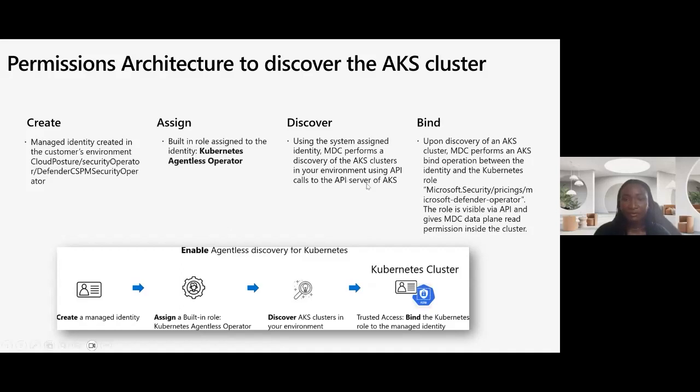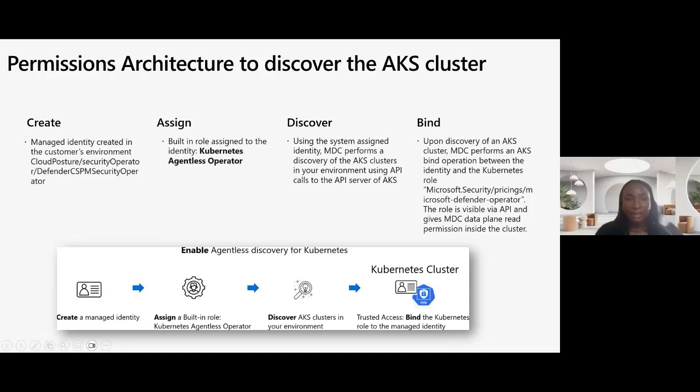And then from there, after discovering your AKS clusters, we're performing a bind operation between the managed identity and this Kubernetes role that you'll see here. This role would be visible via the API and ultimately give us read permissions into the data plane of the cluster. This is essentially how we're getting that nitty-gritty information, such as the namespaces, the services or jobs that are on the cluster.